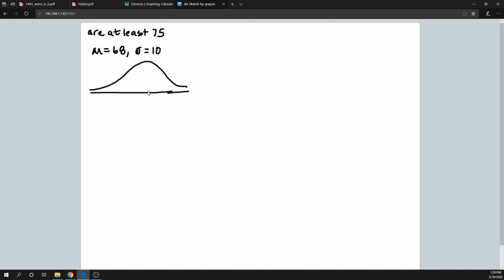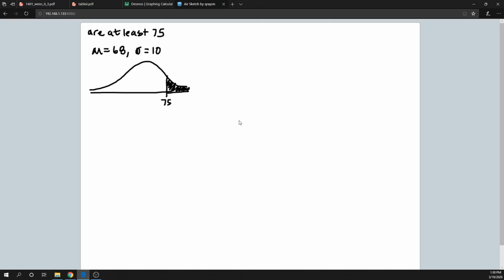Okay, and so 75 is somewhere to the right. And if it's at least 75, that means it's 75 or bigger, so that would be this part right over here that we want to calculate the area of. Okay.